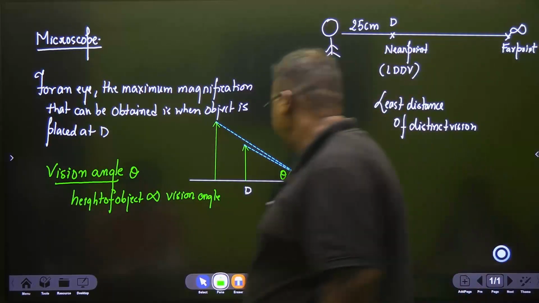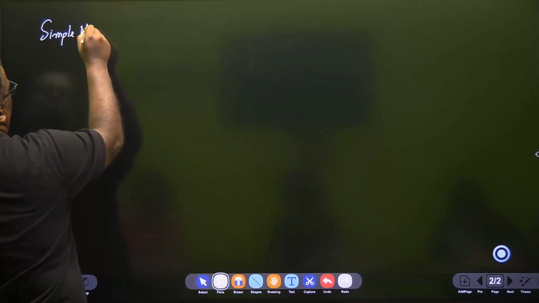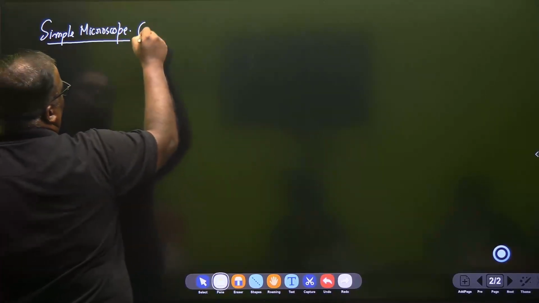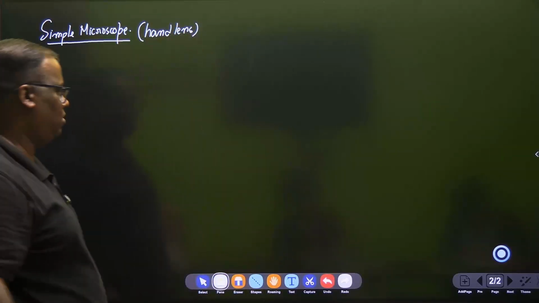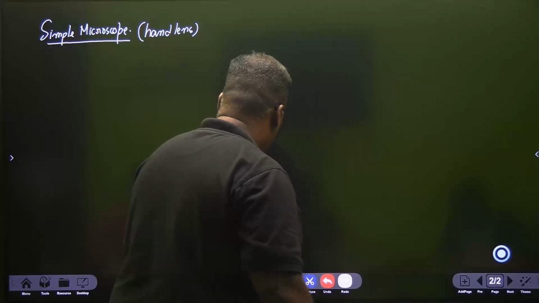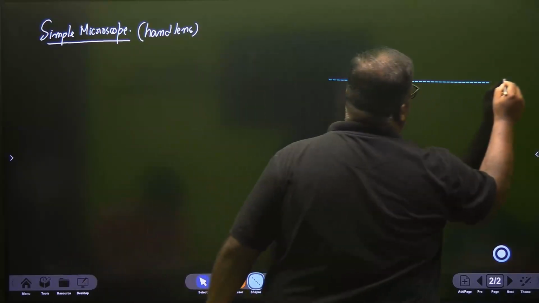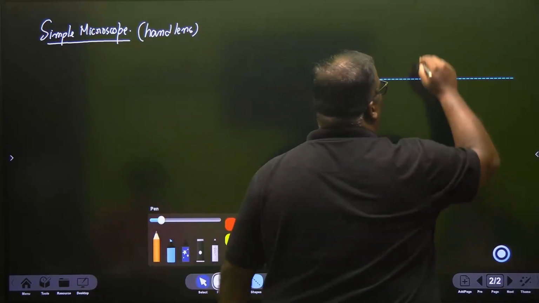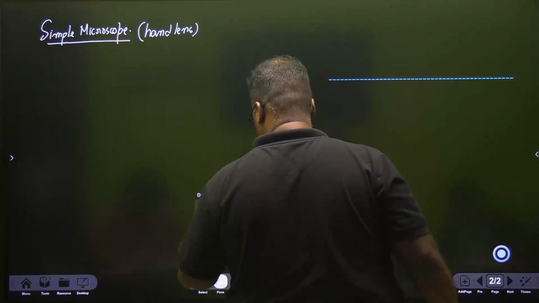Okay, let's go further and get into the simple microscope. Derivations are the same in both. If you understand one, the other is a cakewalk. A simple microscope is also known as a hand lens, and it magnifies maybe 4 to 6 times, not more than that. So let's see the ray diagram for a simple microscope. This is again a grade 10 case. This is my principal axis. A simple microscope will have a lens with a very large focal length.